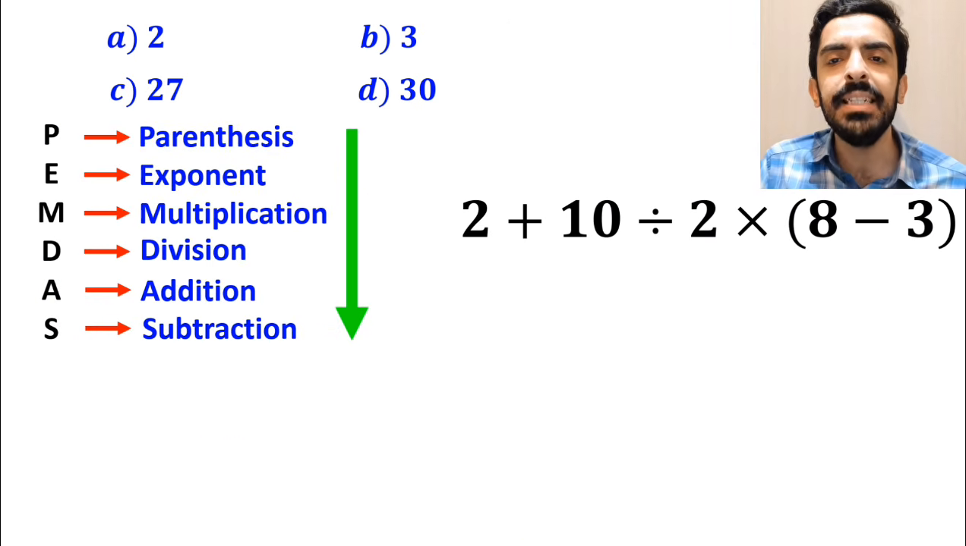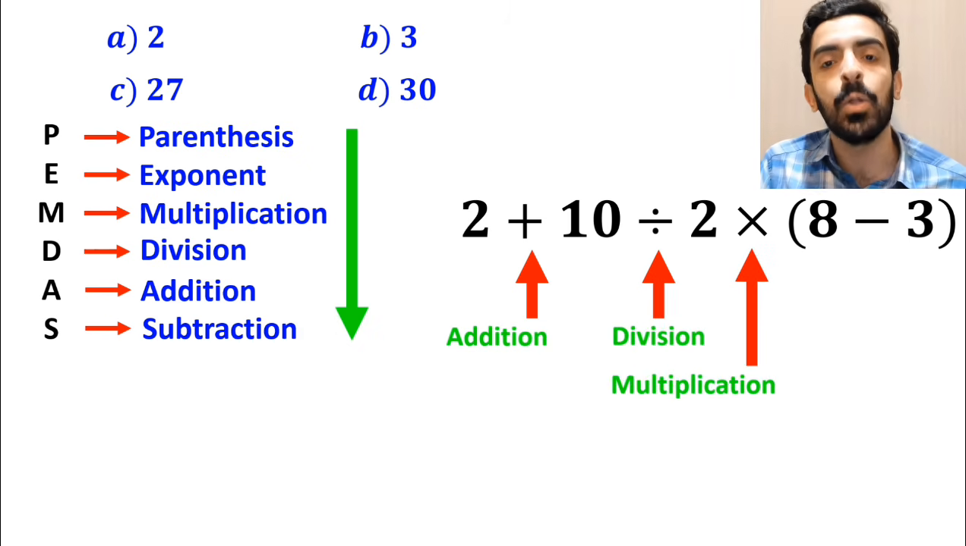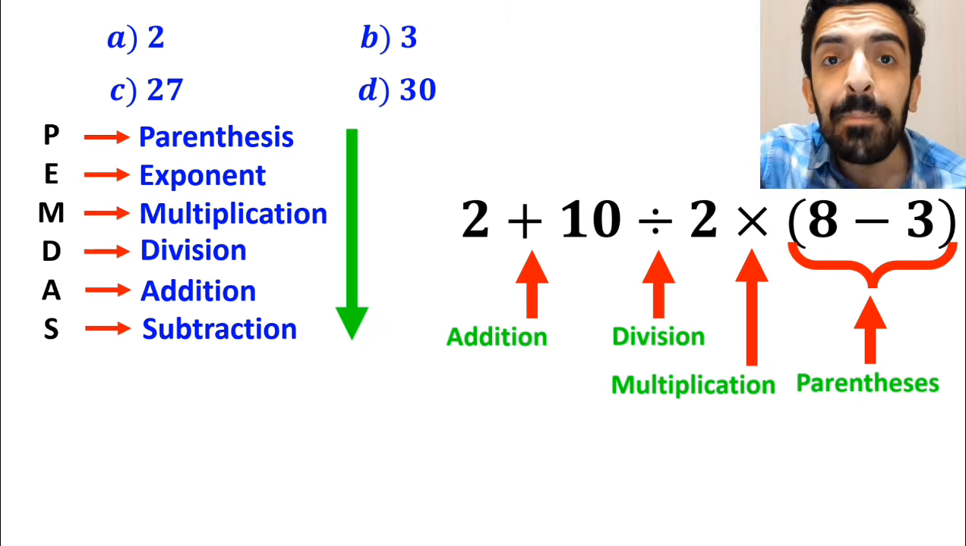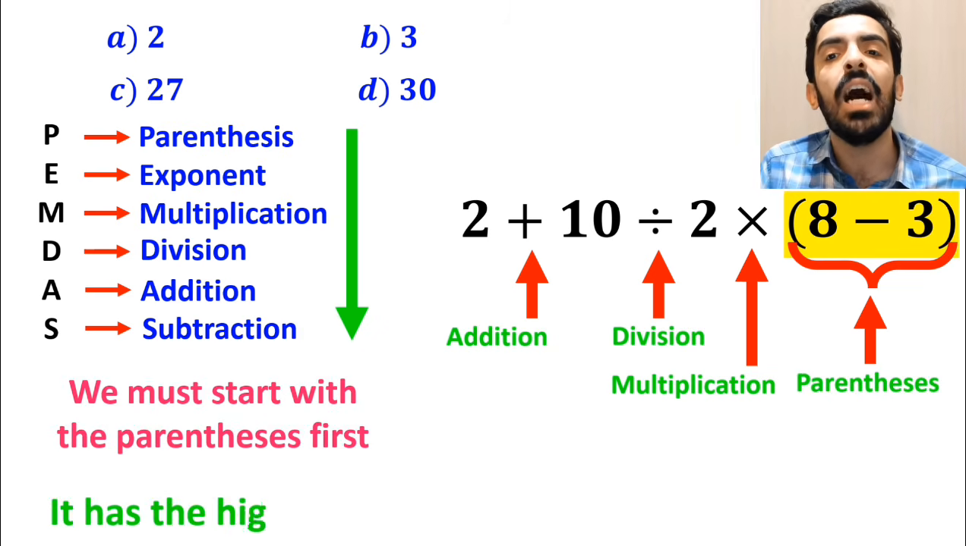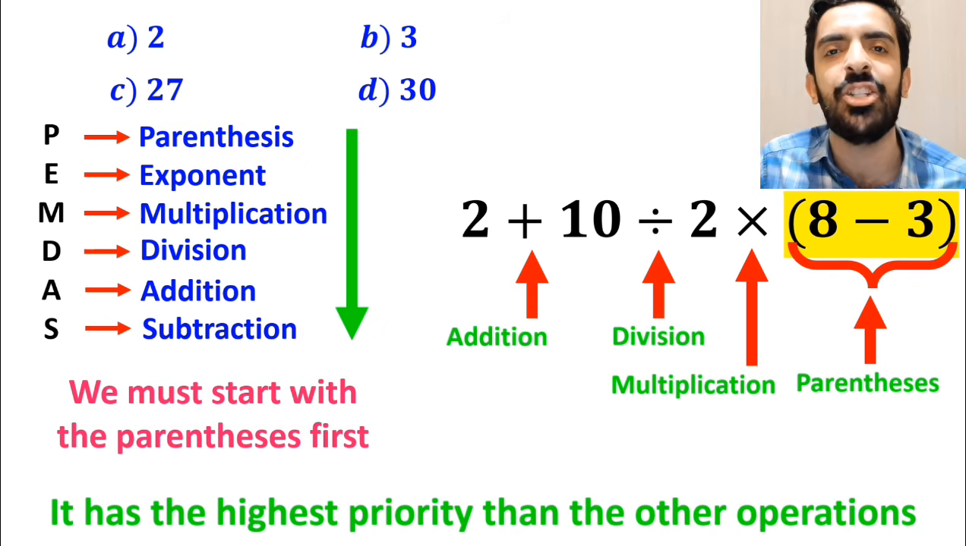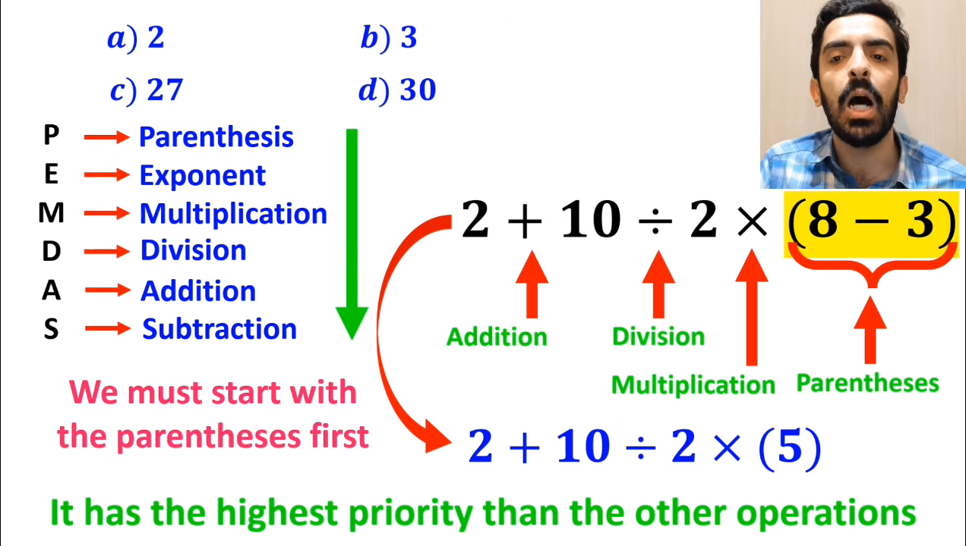Alright, as you can see in the image and this expression, first we have an addition sign, then a division sign, followed by a multiplication, and finally parentheses. We must start with the parentheses first because it has the highest priority of the operations. So, instead of this expression, we can write 2 plus 10 divided by 2 times 5.